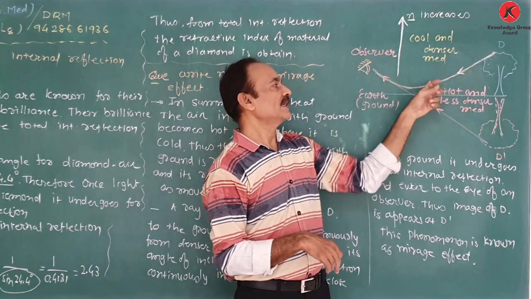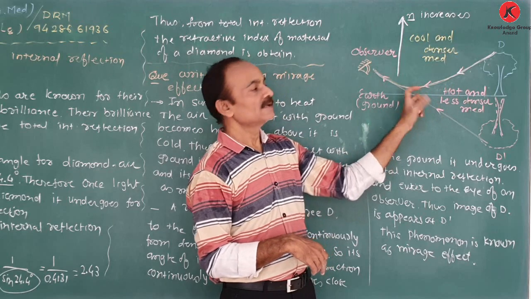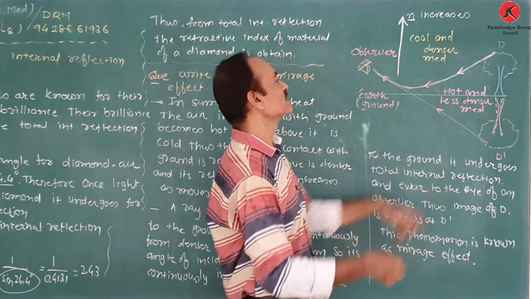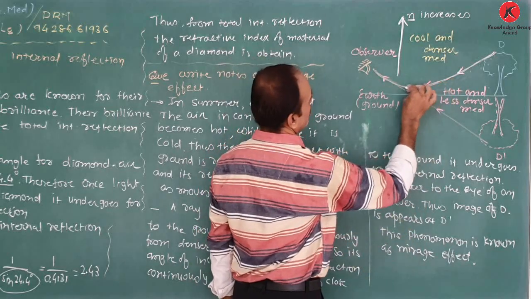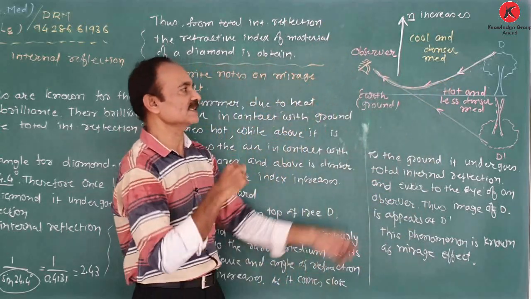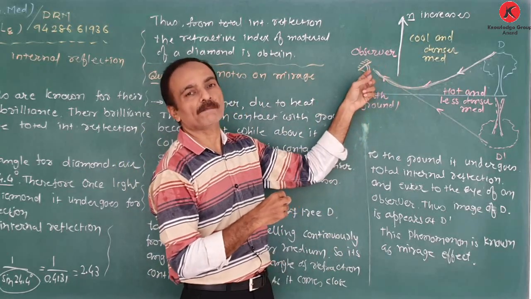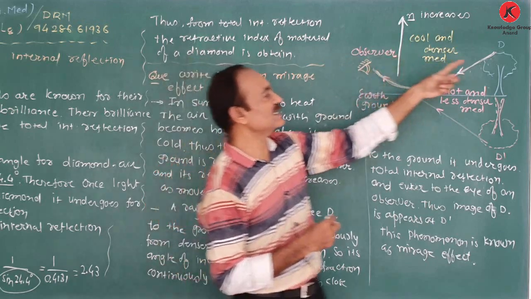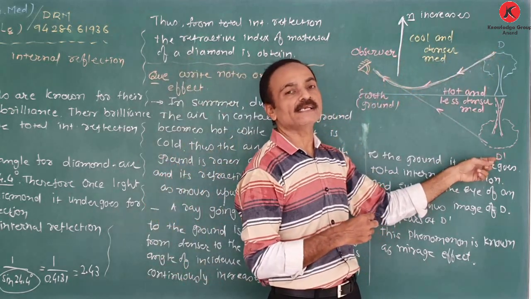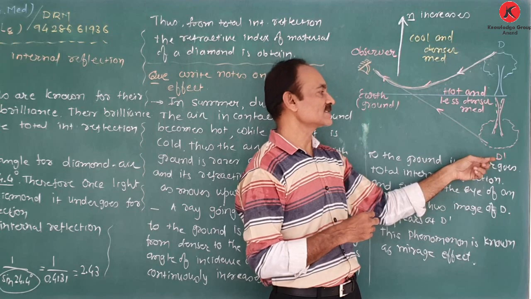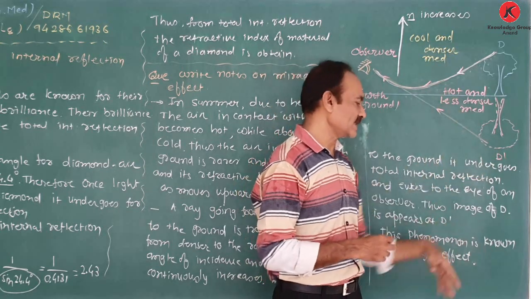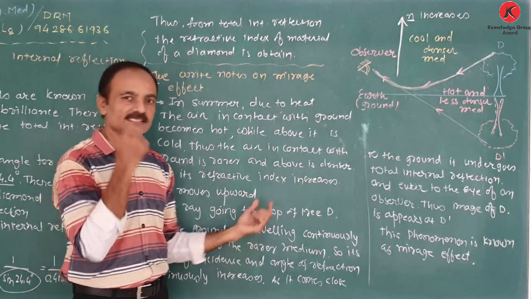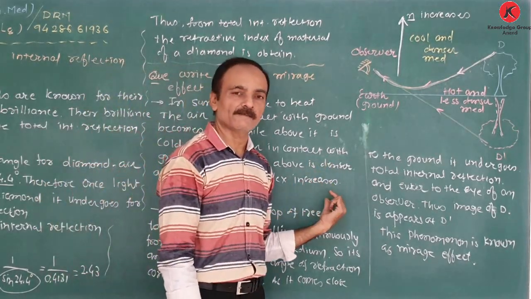When the ray approaches the ground, the angle of incidence is much greater than the critical angle. Therefore, finally, it undergoes total internal reflection and enters the eye of the observer. So the observer feels that the image of the tree is seen at that point. This effect is known as the mirage effect. Clear? So these are two applications of total internal reflection.